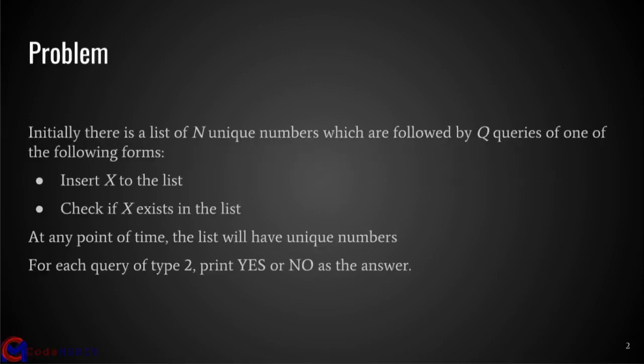Consider you are given a list of n unique numbers, maybe the identification numbers of books in a library or anything of that sort. There are Q queries that need to be answered. Each query either asks you to insert a new element into the list or asks you to check if an element already exists in the list. It is assured that the list will never have duplicate entries. For each query of type 2, print yes or no as the answer.